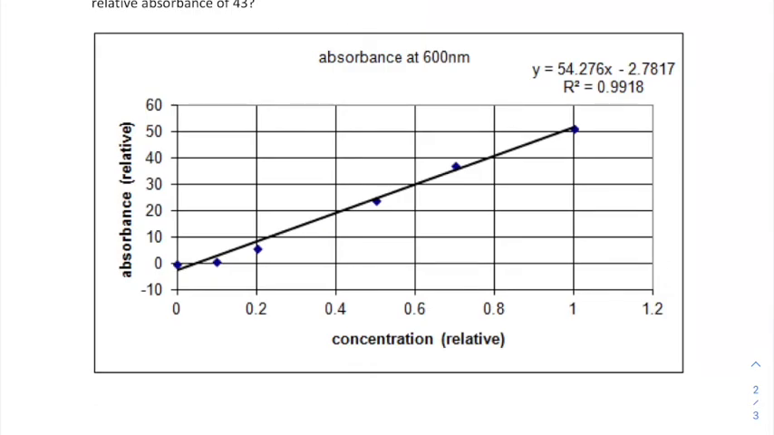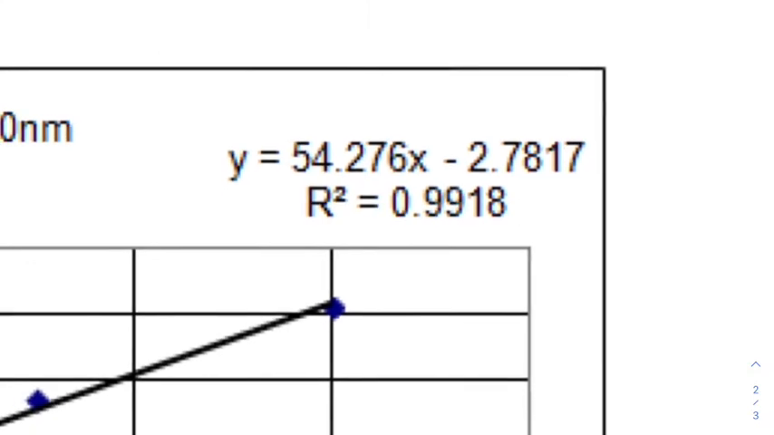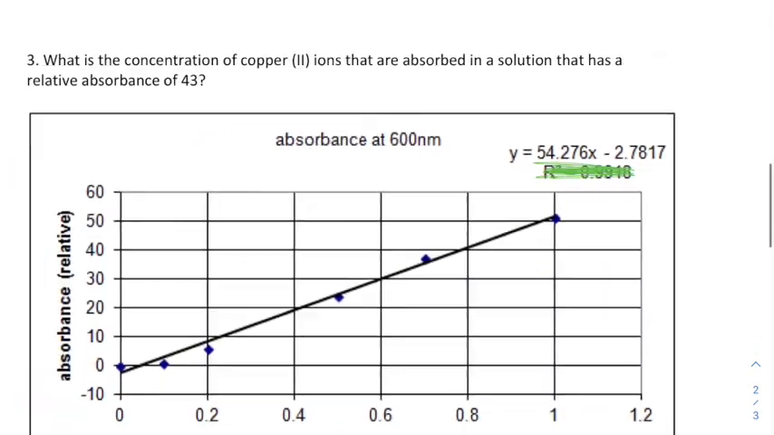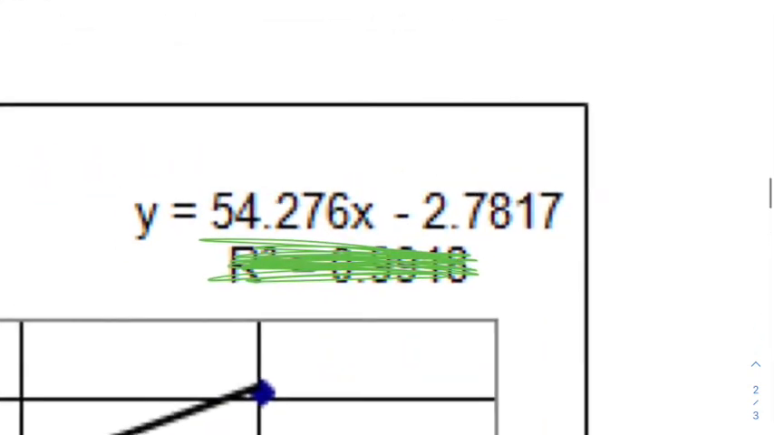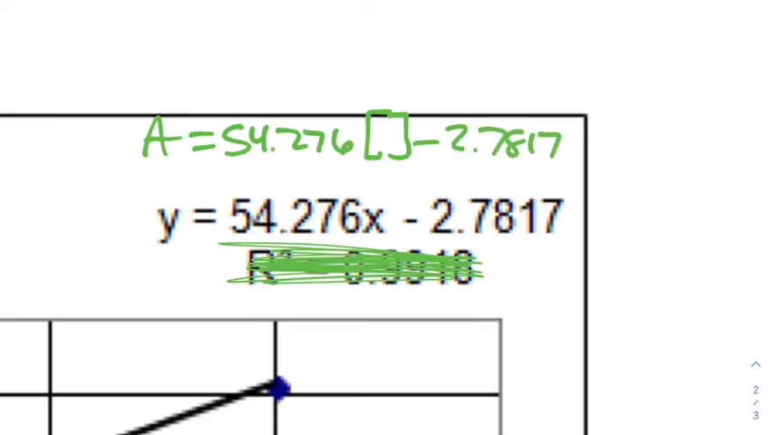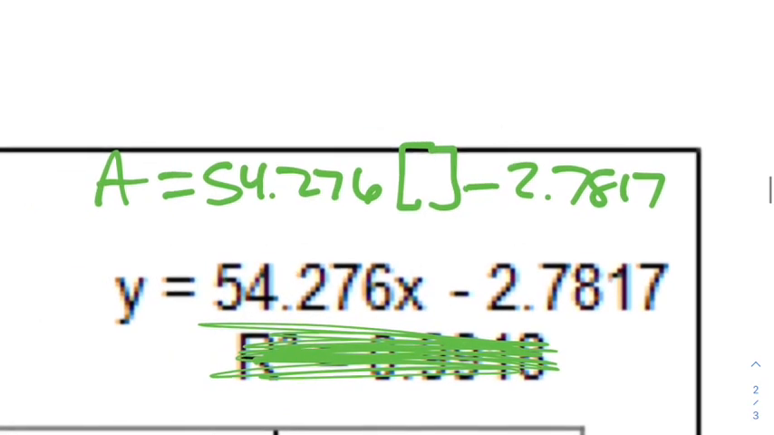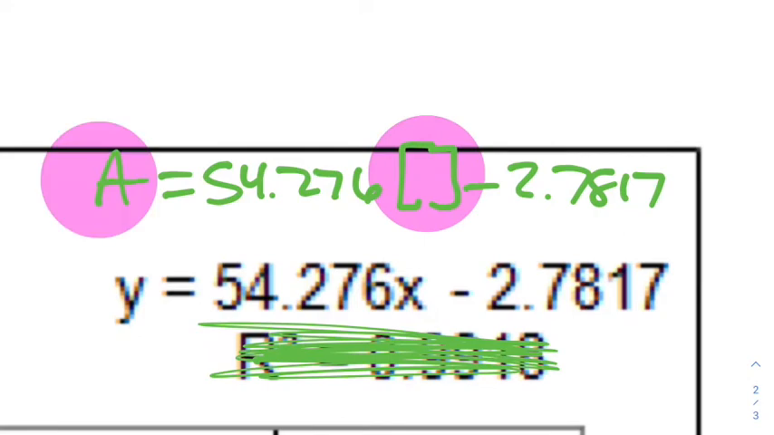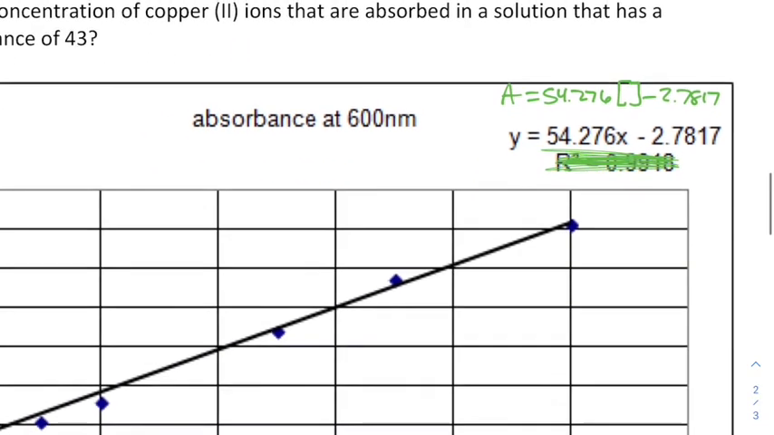This one here is the same thing, except they actually gave you an equation for this guy. Now, we don't need the R squared value. That's extra material. But remember, if you have a y equals mx plus b, it's really A is equal to 54.276 times the concentration minus your 2.7817 that's there. So if they've given you 4 variables, they have to give you 3 of them, which means then that they're either going to have to give you the absorbance and ask you for the concentration, or they're going to give you the concentration and ask you for the absorbance. So which one is it?